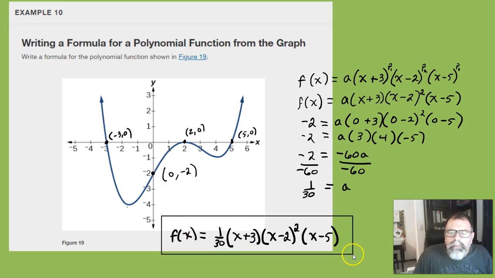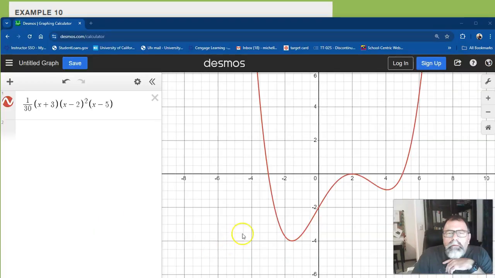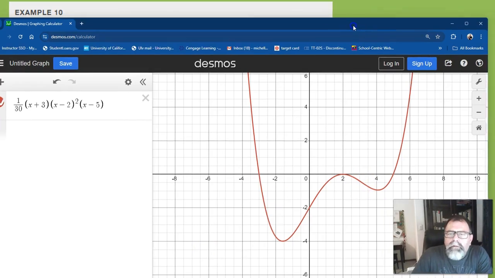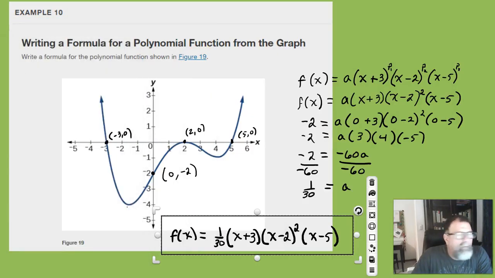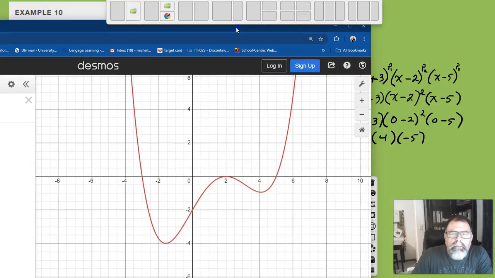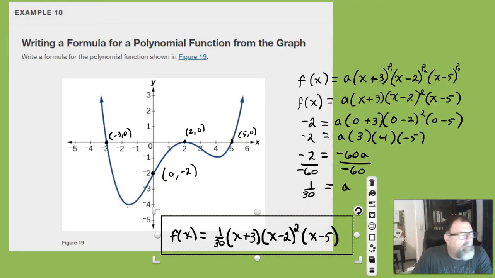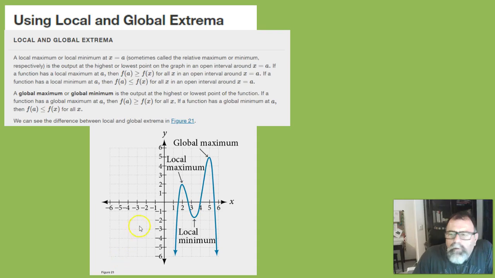And if I go to Desmos and type that in, it should look something similar to this. Okay, and yeah, you can see that it looks pretty similar to what we have there, if I scale it the same. All right, and is that the end of the section? Hang on. Nope, one more thing.